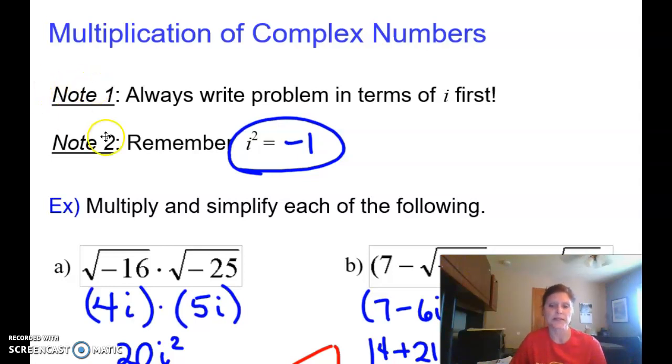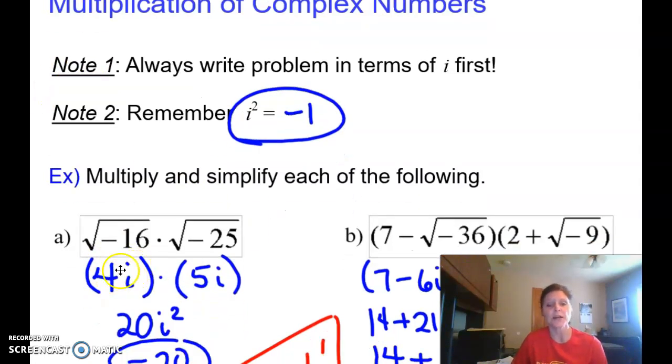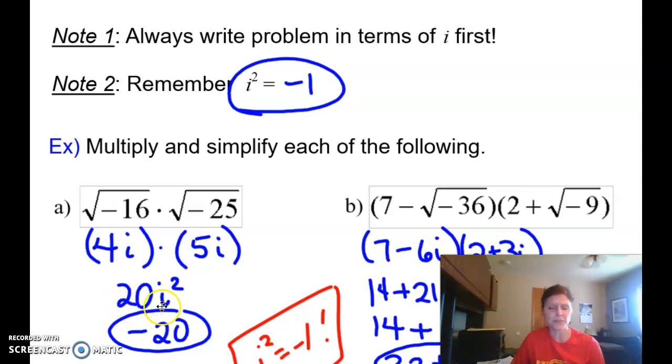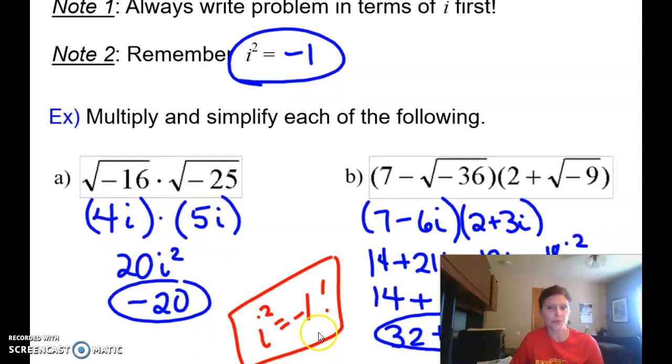Okay, so I have a couple quick examples here. If it's the square root of -16 times the square root of -25, I'm going to change those to the i form. When I multiply, I get a 20i squared, but wait, remember, i squared is -1, so I actually have a final answer of -20.